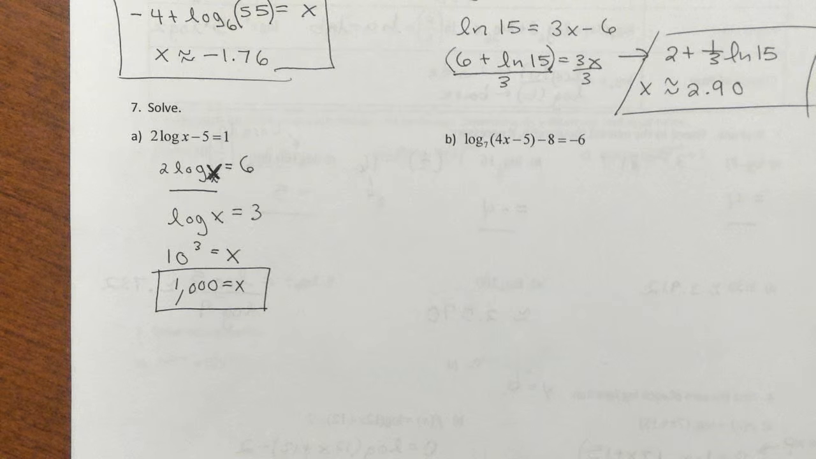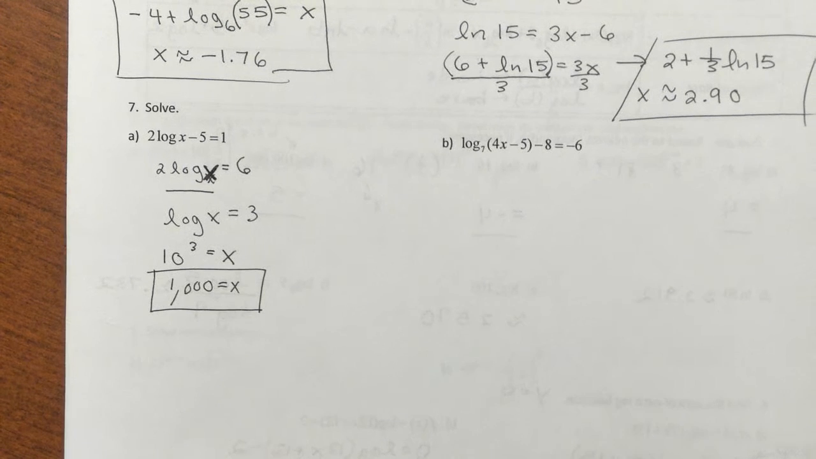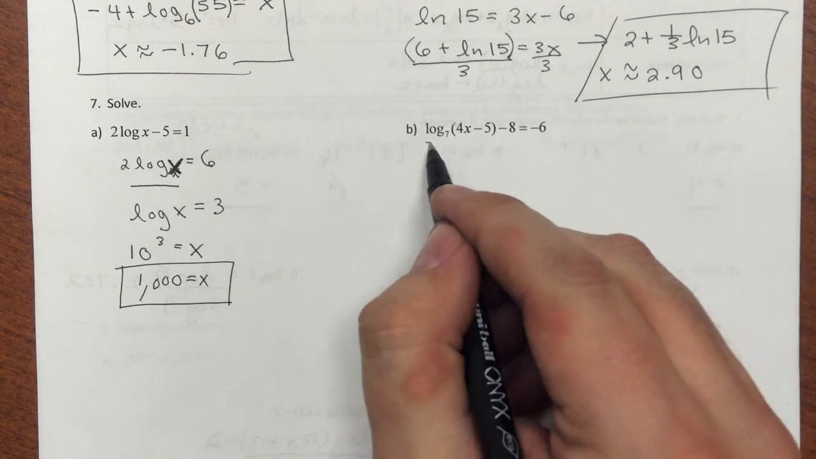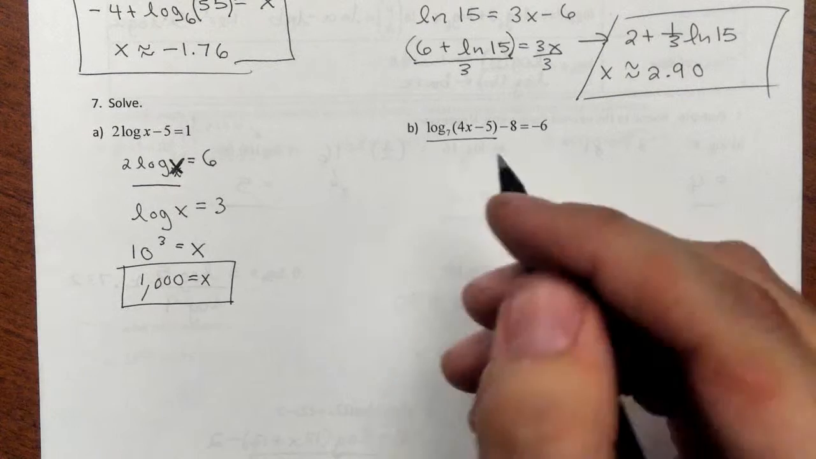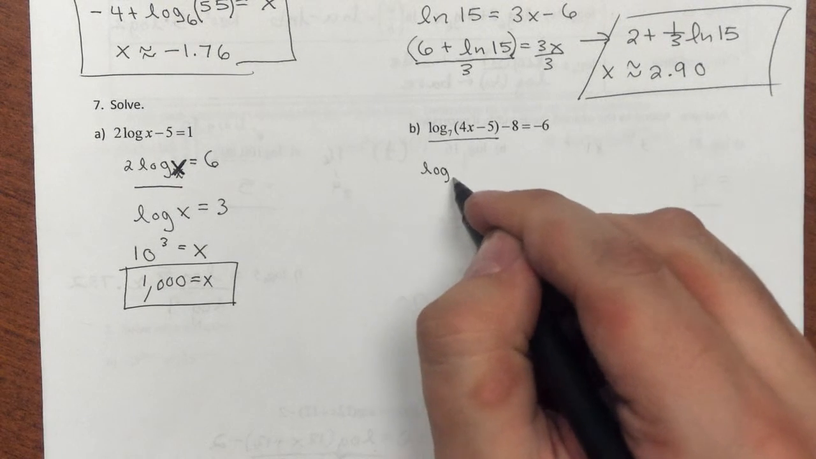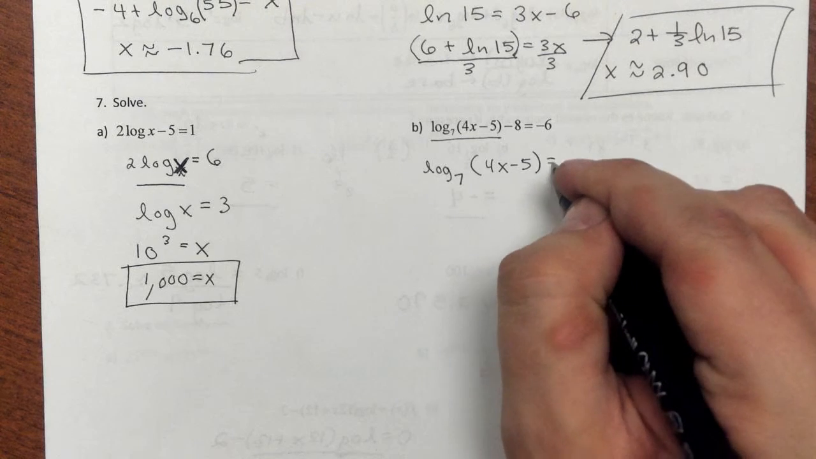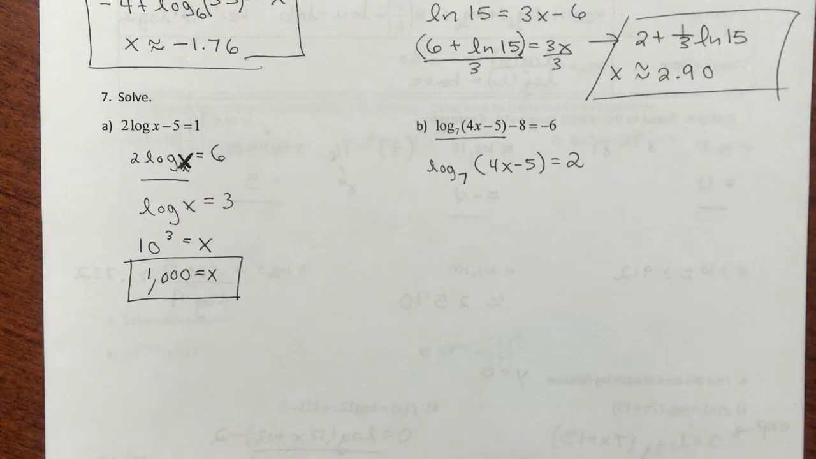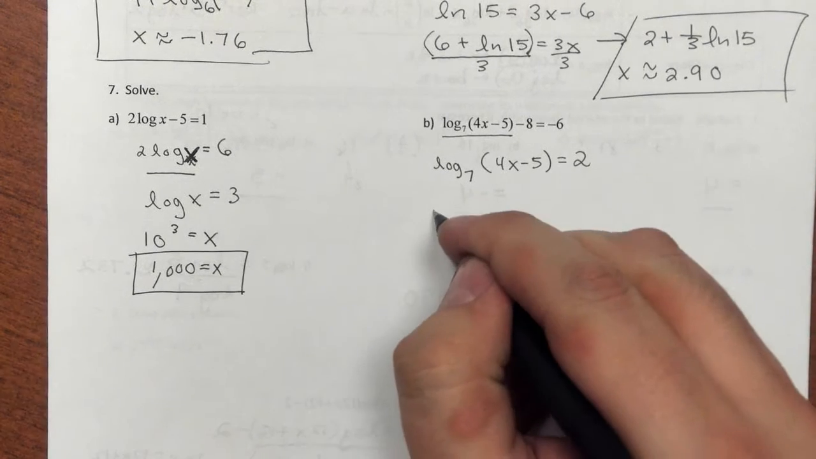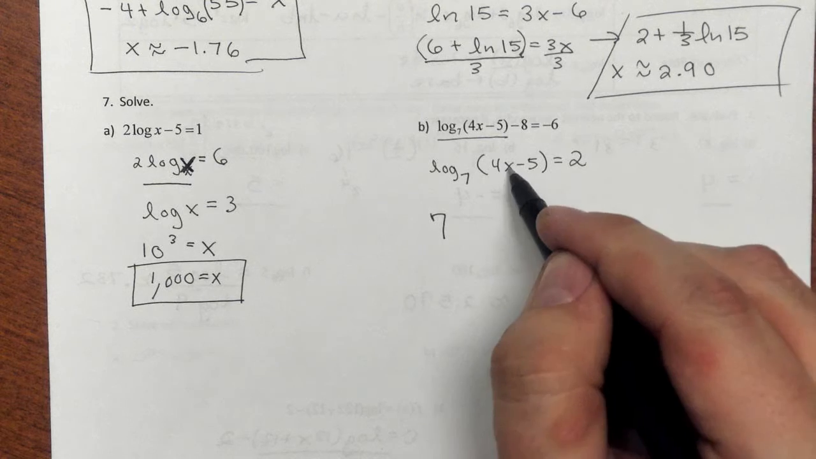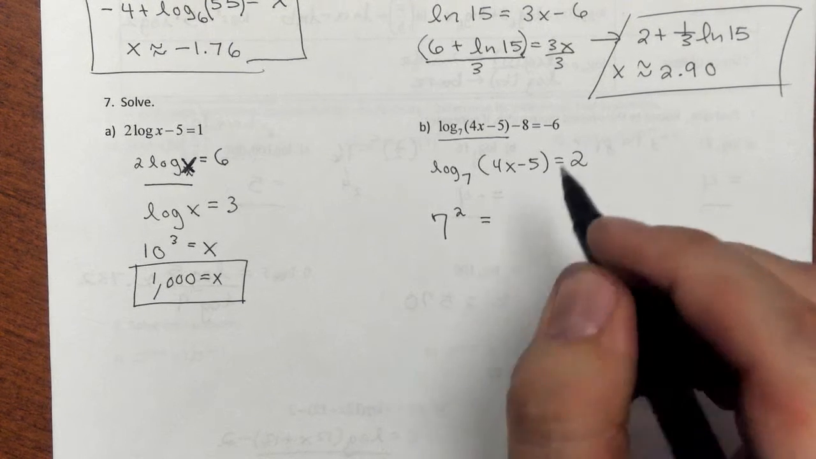All right, one last example right here. B. The log base 7 of 4x minus 5 minus 8 is equal to negative 6. All right, so again, I want to isolate the logarithm. So I will add 8. Log base 7 of 4x minus 5 is equal to 2. And then we want to rewrite in exponential form. My base is 7. The logarithm equals an exponent, so 7 squared gives me 4x minus 5.